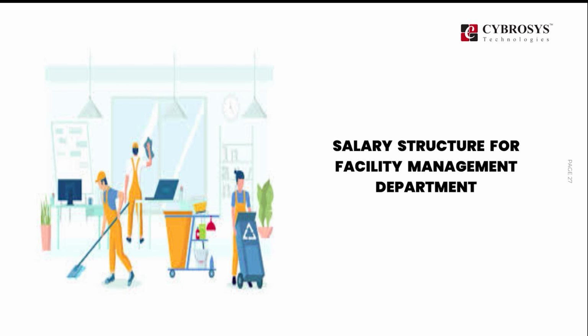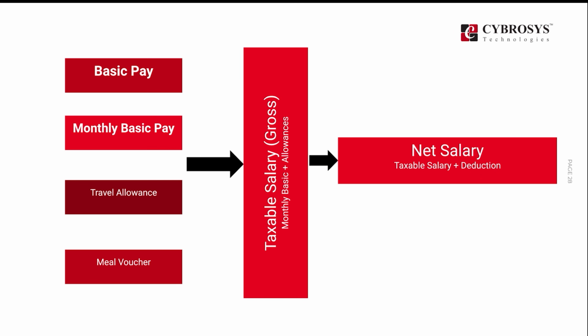So let's check the salary. Over here we can see the basic pay, monthly basic pay. There are 2 allowances: one is travel allowance and the other is meal voucher. There is no deduction on their salary. So here the taxable salary is calculated as the sum of basic salary and allowances. Net salary is the sum of taxable salary and deduction. There is no deduction, so here the net salary is equal to the taxable salary.